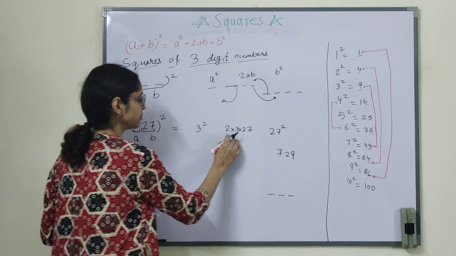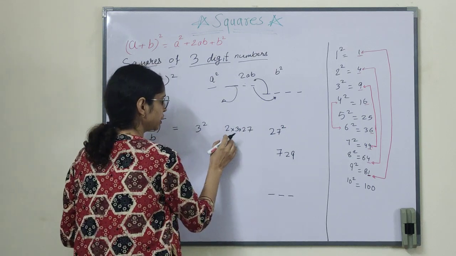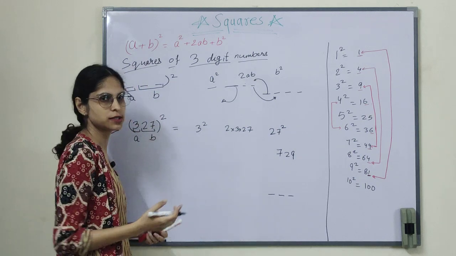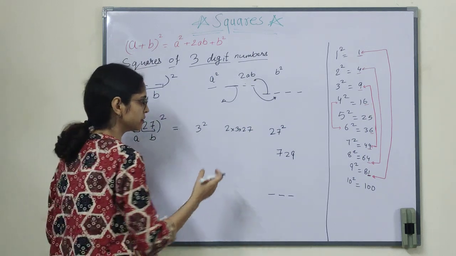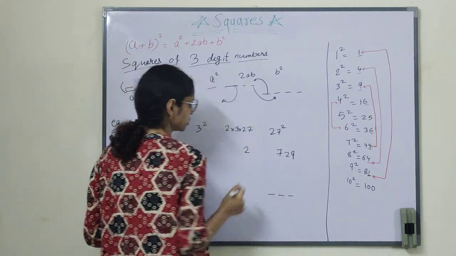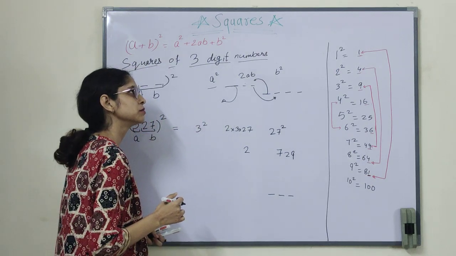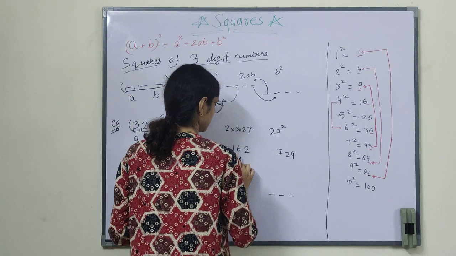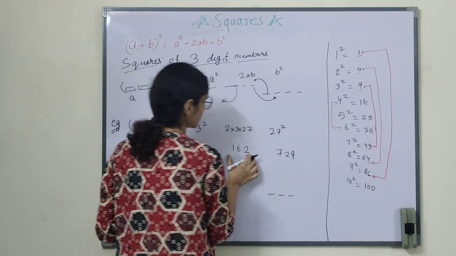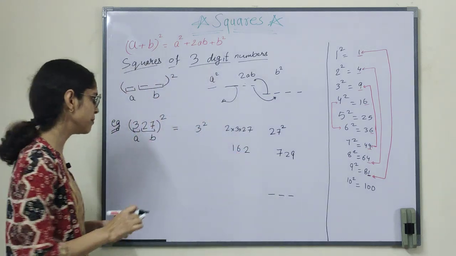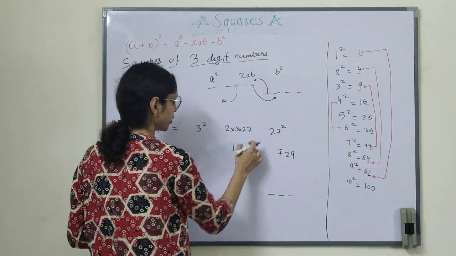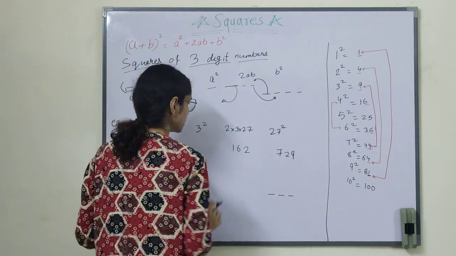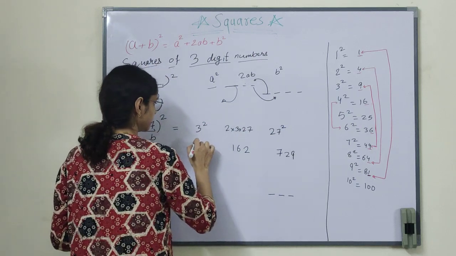Alright. Now 2 times 3 times 27. It will be 6 times 27. So we just have to do 6 times 27. Yeah, it will be 162. Okay. So 6 times 7 is 42. Carry 4. 6 times 2 is 12. 12 plus 4 is 16. 162. And then 3 square is 9.